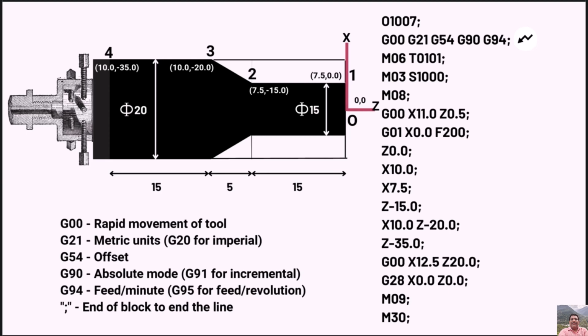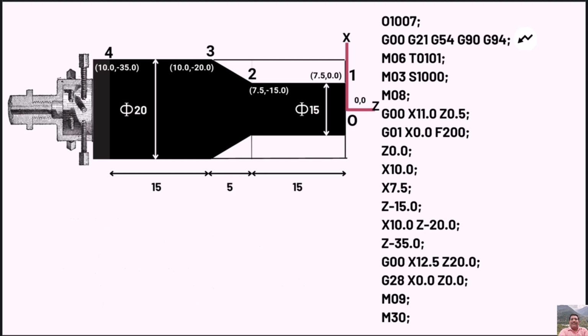G94 command is used to tell the machine that feed per minute is used. If in any case feed per revolution is desirable, we shall use G95. And finally the end of block, which is denoted by a semicolon. This ends the block or line of the program.